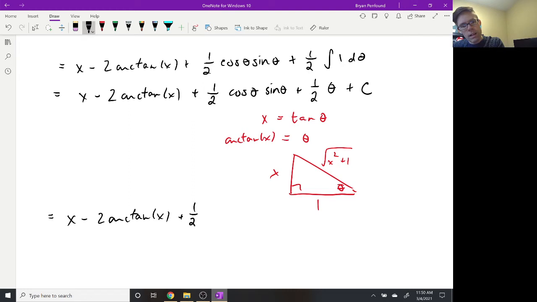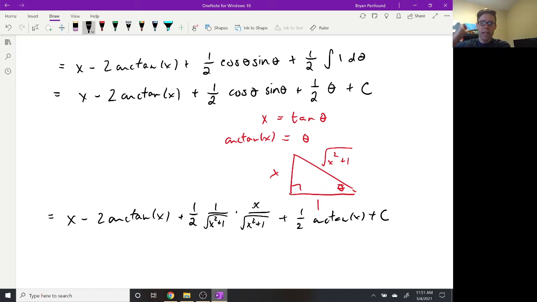Plus 1/2 cosine of theta is going to be adjacent over hypotenuse. Sine of this angle is going to be x over the hypotenuse. And we know that theta is equal to arctan of x. So there we go. We're going to replace theta with tan inverse or arctan.